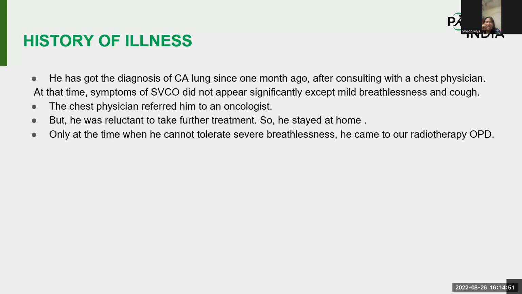Next slide, please. The patient received the diagnosis of carcinoma lung 1 month ago after consulting a chest physician. Since that time, his chest physician encouraged him to consult an oncologist. But at that time, the symptoms of SVCO did not appear significantly, and the patient only had mild symptoms like mild breathlessness, mild chest pain, and cough. So he was reluctant to take further treatment. He did not seek any other treatment, and he went back home and stayed there. Only when he could not tolerate his breathlessness did he come to our radiotherapy OPD.